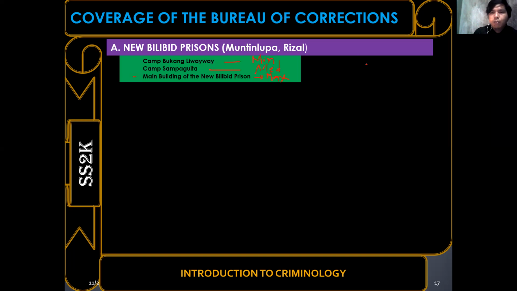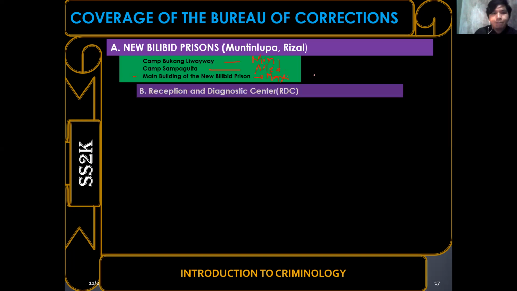Okay? So, tatlong compound: Camp Bukang Liwayway, Camp Sampaguita para sa mga medium security prisoners, at saka main building ng New Bilibid Prison para sa maximum. Hektarya po yan, no? So, may mga uniform po yan. Usually, pagka nasa main building, yung maximum security prisoners, ang uniform po nila ay orange. Pagka sa Camp Sampaguita ay blue. Pagka Camp Bukang Liwayway, gray. Pag detention prisoners, yellow po.